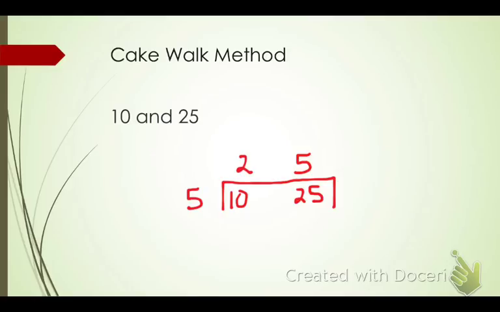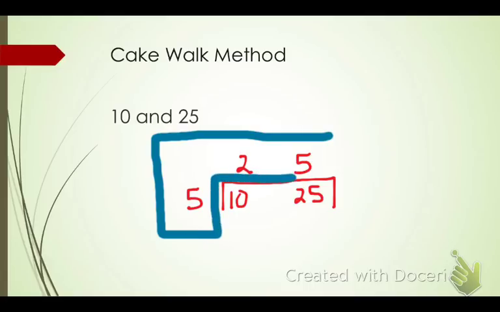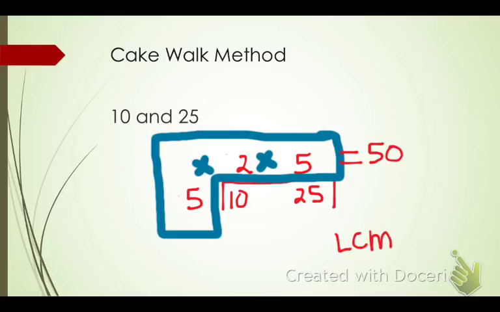So now I multiply the numbers on the top and the sides. And I want you to see what letter this makes. Of course, it's a sideways L. Get it? For LCM. And when we multiply all these, 5 times 2 is 10. 10 times 5 is 50. So the LCM is 50. Just like we found with the listing method.